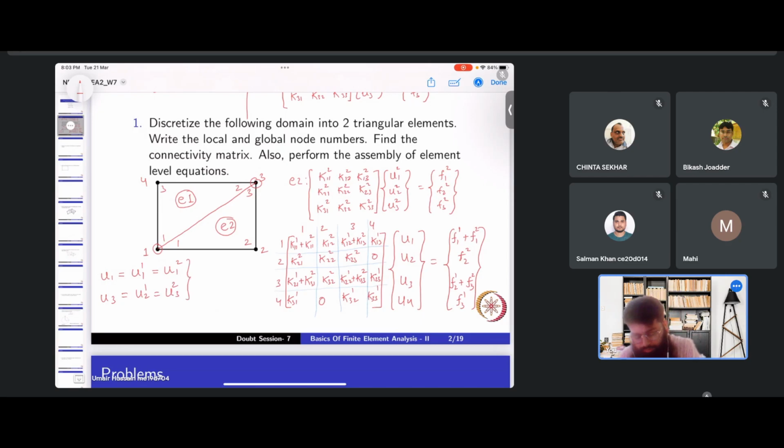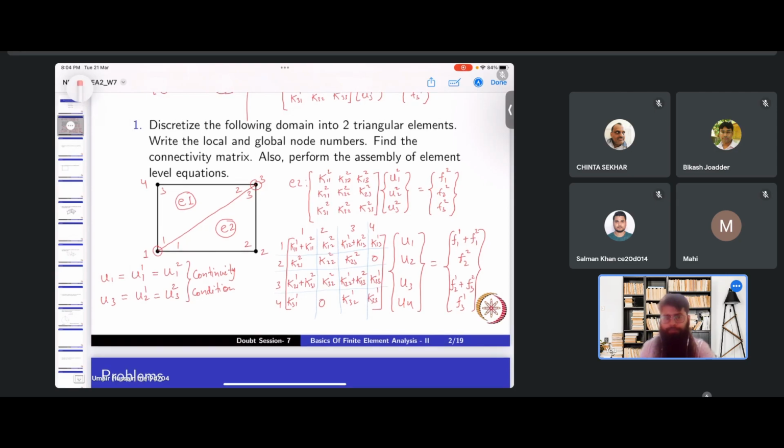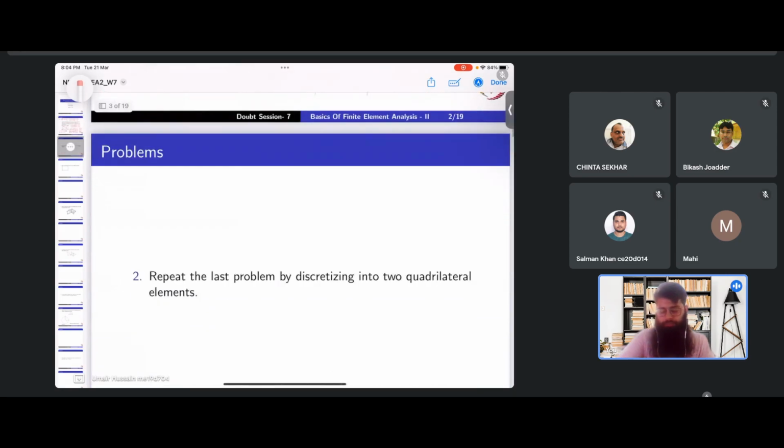So this is the continuity condition, and this is what helped us to assemble these matrices and the force vector. So I hope this was clear here. So I hope then we can move on to the next step.